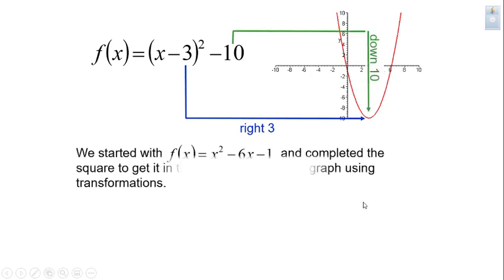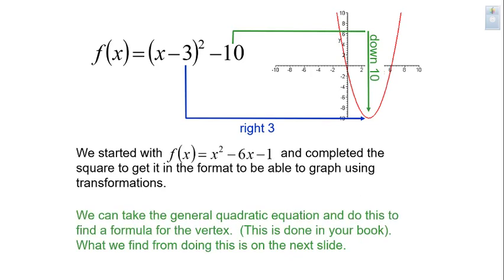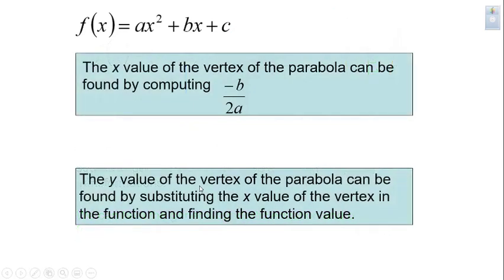Now, let's take a look at a few other things that we can tell from this graph. So we can take the general quadratic equation, which I call the standard form, and convert that to vertex form. We can do that actually in a shortcut way instead of completing the square. In reality, it is a shorthand version of completing the square. Here's how we do that.